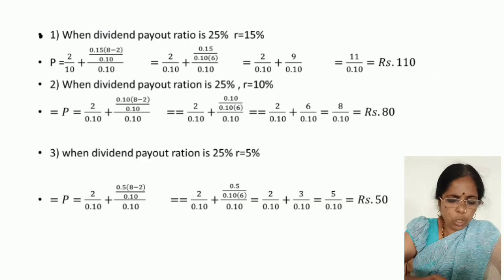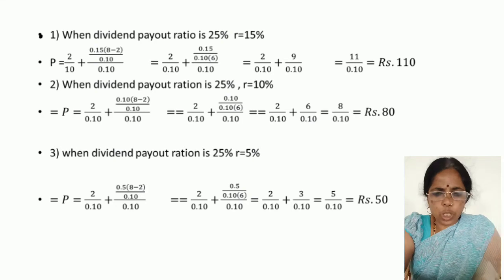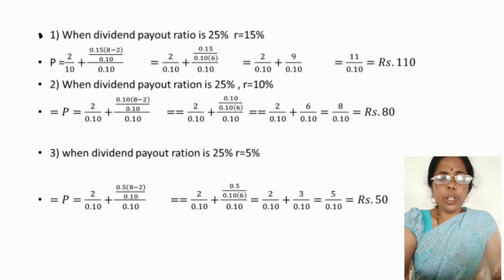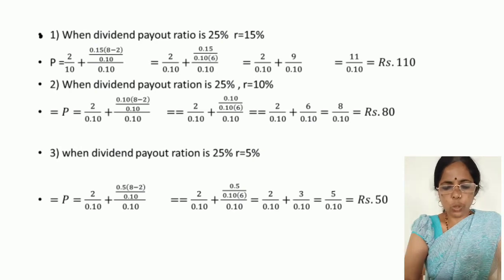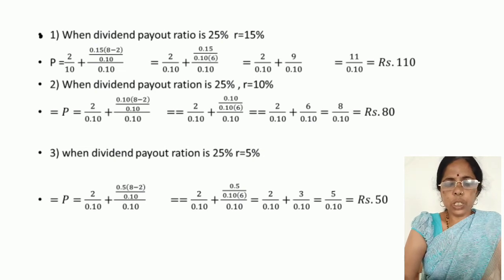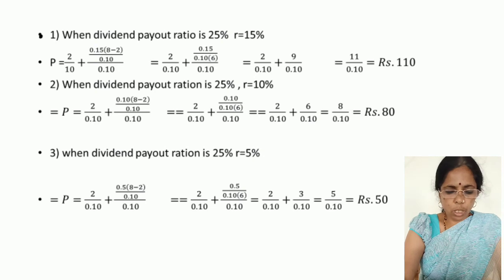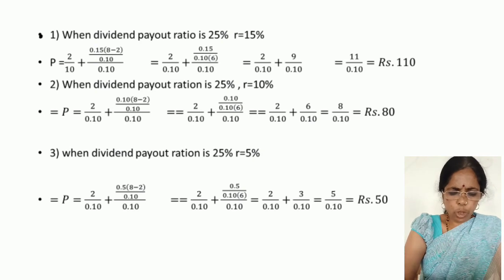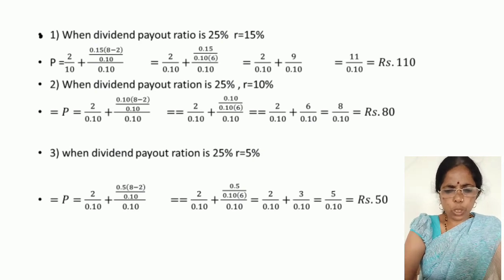Now substituting these things in the formula, we will go on substituting whatever we have got regarding this problem. Computation of market value of shares when R is equal to 15%, 10% and 5%. Three criteria are given here. When the dividend payout ratio is 25%, R is equal to 15%. Since the payout is 25% of earnings per share of 8, D is rupees 2, and our KE will be 0.10. This is how we are going to substitute here.